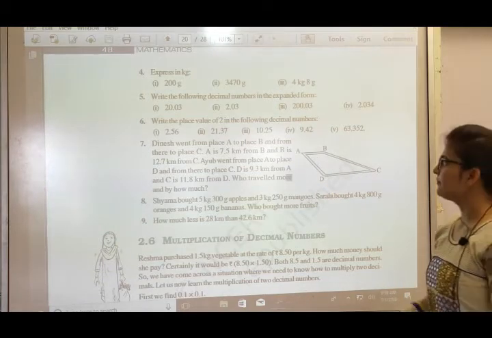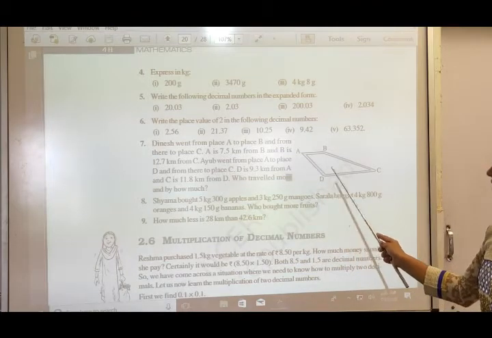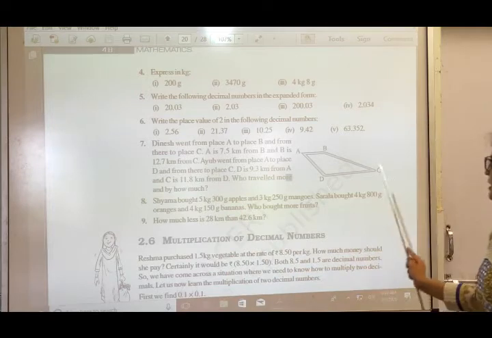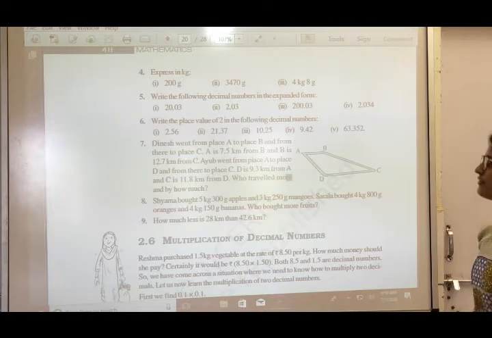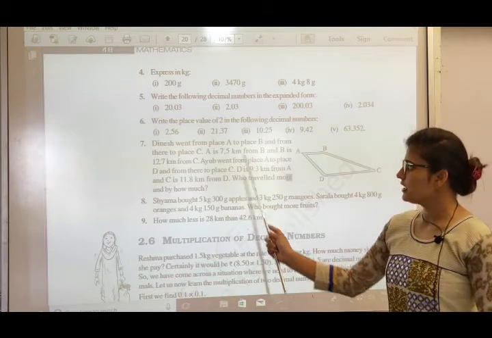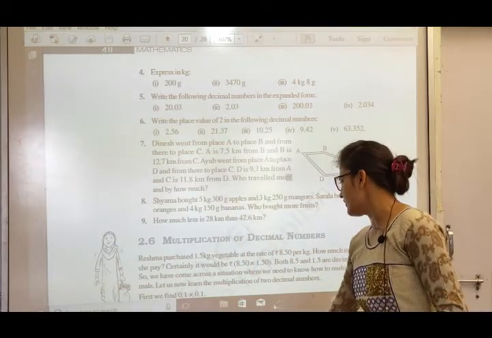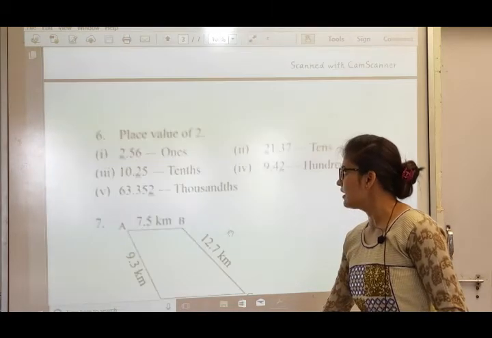It is given, it is 9.3 km from A. So here it will be 9.3 km and C is 11.8 km, means distance between D and C is 11.8 km. So simple, what we have to do, first we should know the total distance covered by Dinesh and total distance covered by Ayub. That we will find out first, and after that we will compare both of the answers and we will get the required answer.